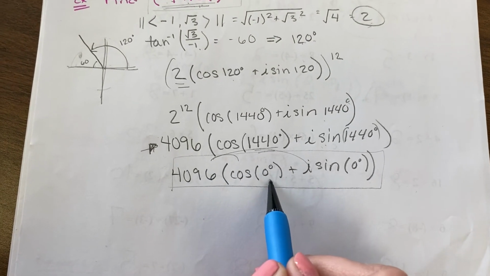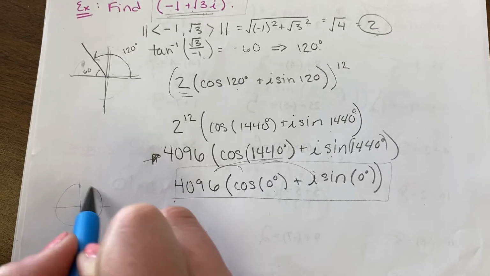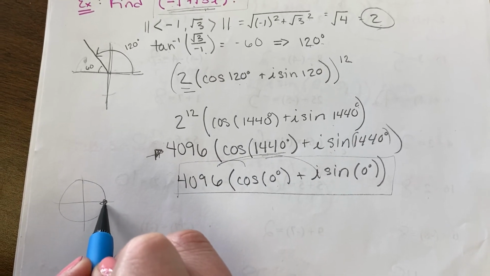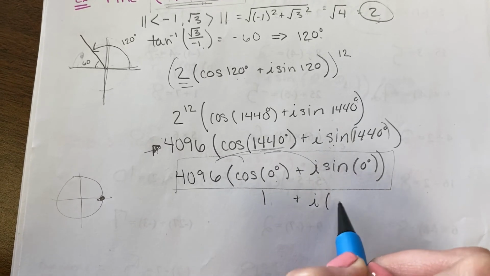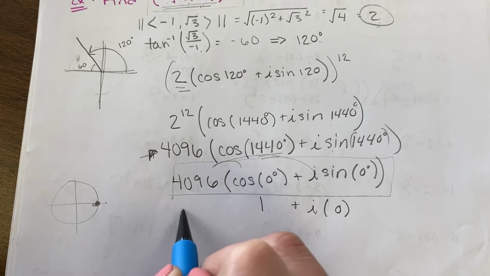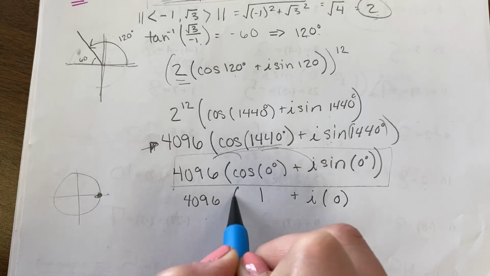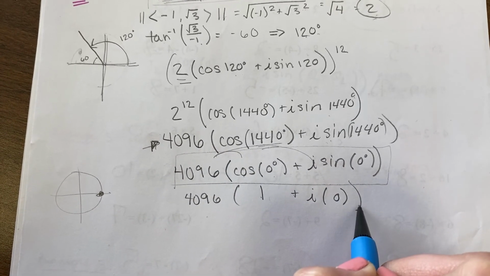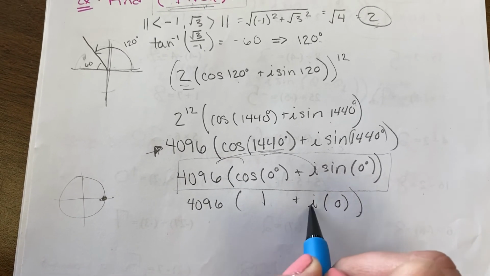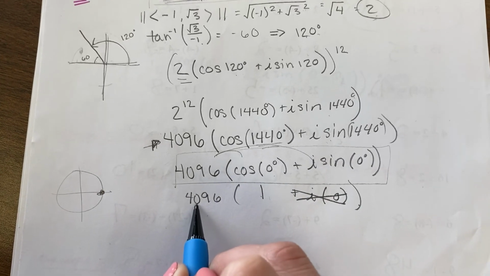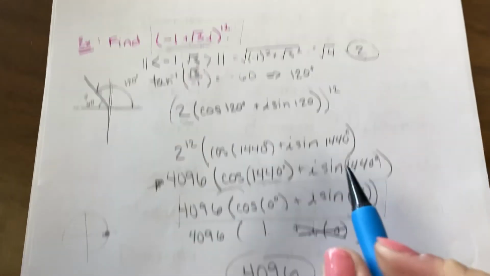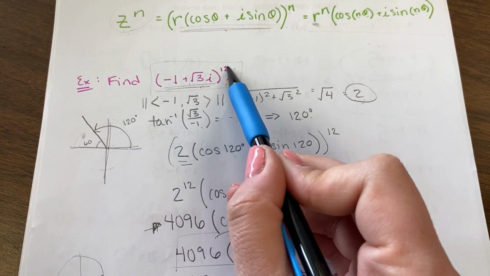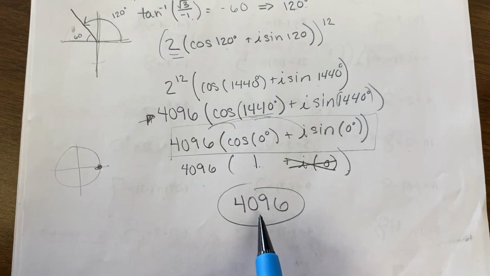The cosine of 0, so think on a unit circle, 0 degrees is right here. The cosine is 1, and the sine is 0. So I've got 4,096 times 1 plus 0i. 0i is still just 0. So I've just got 4,096 times 1. So that means that this complex number raised to the 12th power equals this number.